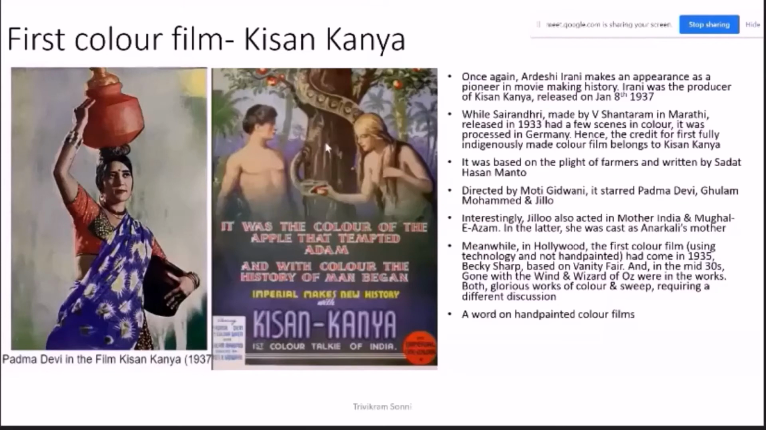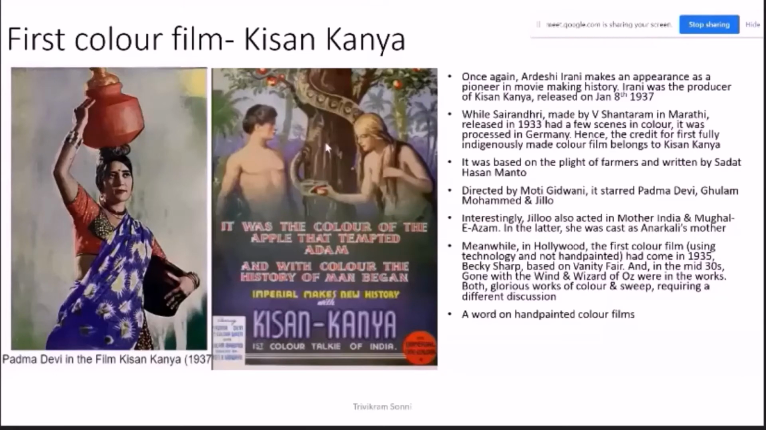Again, like in the case of the first film, there was a Marathi film made by V. Shantaram in 1933 that had a few scenes in color, but that was processed in Germany. We being such sticklers for Swadeshi, we don't consider that, and it's not fully in color. So the credit for the first fully indigenously made color film belongs to Kisan Kanya, 1937.